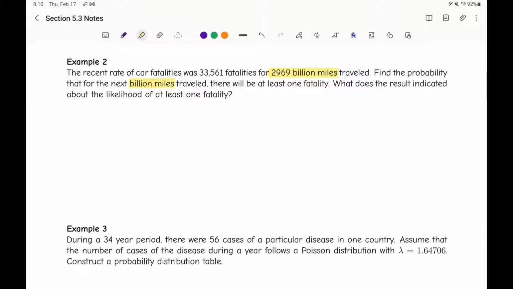Here again, it's not really a change of units, but they told us for 2,969 billion miles, and even though it didn't say it, we just want 1 billion miles. So to find lambda, we take that 33,561 and divide it by the 2,969. That'll convert from 2,969 to 1.